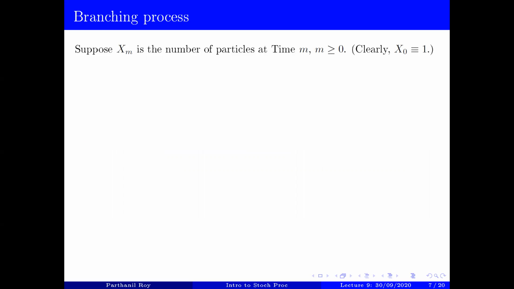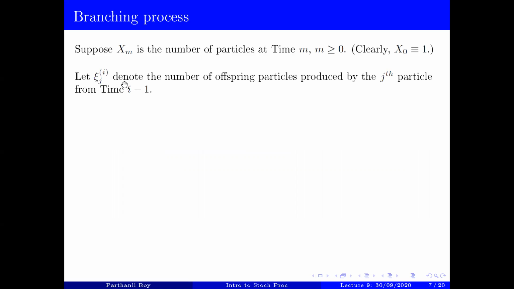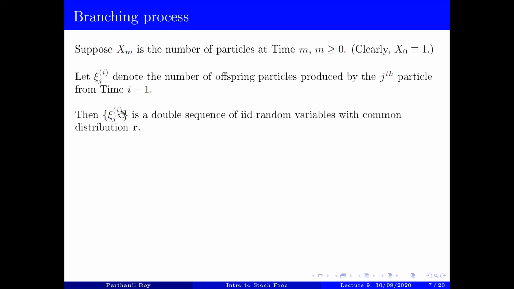Now suppose Xm is the number of particles at time m for every m bigger than or equal to zero. So clearly X0 is the random variable one because we started with one particle at time zero. Now we'll denote by psi_ij the number of offspring particles produced by the jth particle from time i minus one. So then over i and j, this is a double sequence, the psi_ij's. And this is a double sequence of iid random variables with common distribution, the progeny distribution, R.